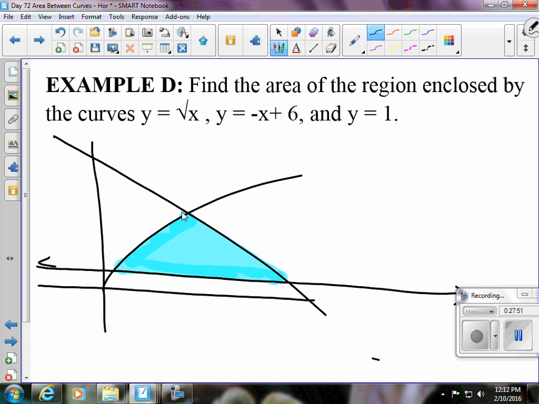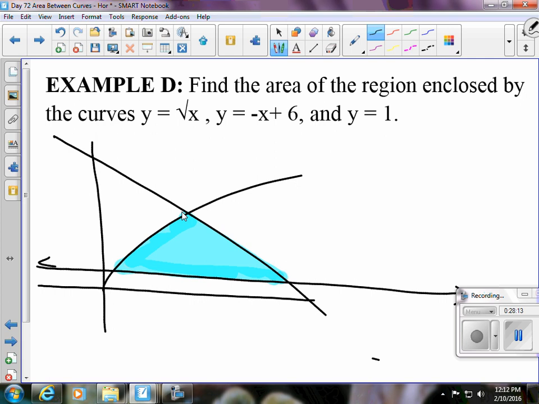Okay, so you look at this. Do you want to use vertical strips or horizontal strips? You use horizontal strips. Because if you use vertical strips, oh no, when you get here, it switches graphs. So you'd have to have a separate integral to get the area over here if you use vertical strips.